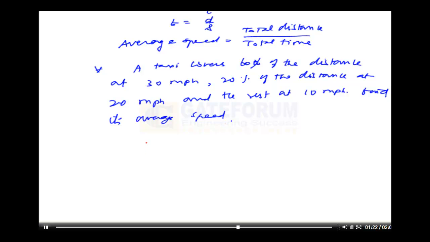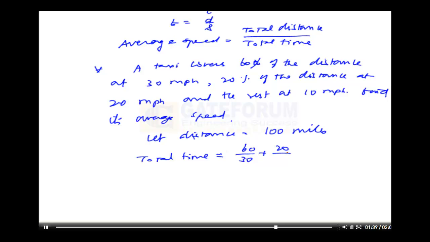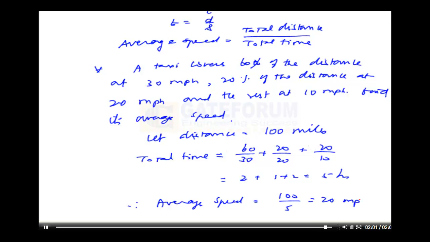Because the distance is given in terms of percentage, let us take the distance as 100 miles. Then the total time: 60% of the distance is 60 miles at the rate of 30, 20% is 20 miles at the rate of 20. The remaining, if you remove 60 plus 20 from 100, is 20 miles at the rate of 10. That gives you 2 plus 1 plus 2, 5 hours. Therefore, the average speed is equal to total distance 100 by 5 hours, so 20 miles per hour.